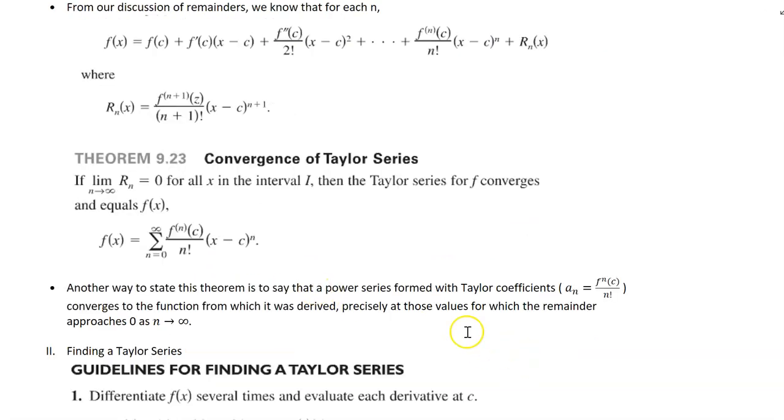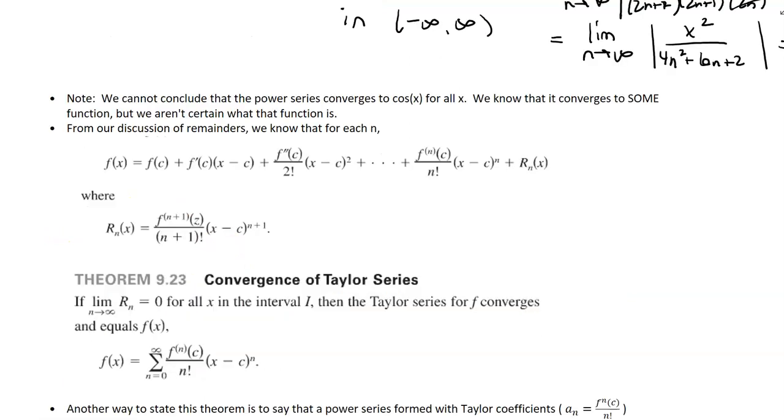So another way to state this theorem is to say that a power series formed with Taylor coefficients, a sub n equals the nth derivative of f at c divided by n factorial, converges to the function from which it was derived precisely at those values for which the remainder approaches 0 as n approaches infinity. So there is a way to determine for which values this thing converges to what you expect it to. So we'll show an example where we demonstrate that it does converge to what we expect it to in a little bit.